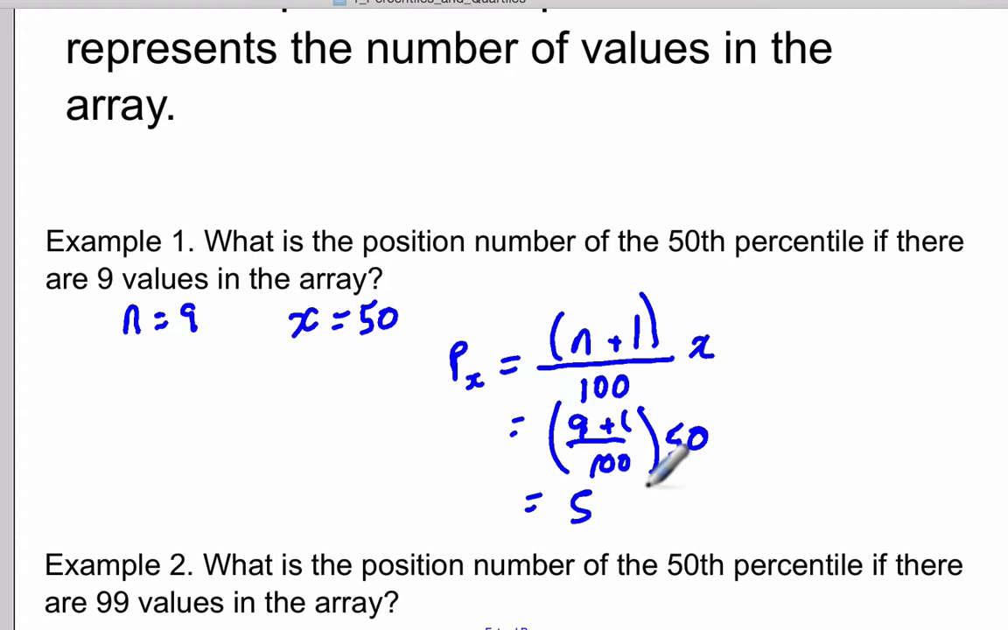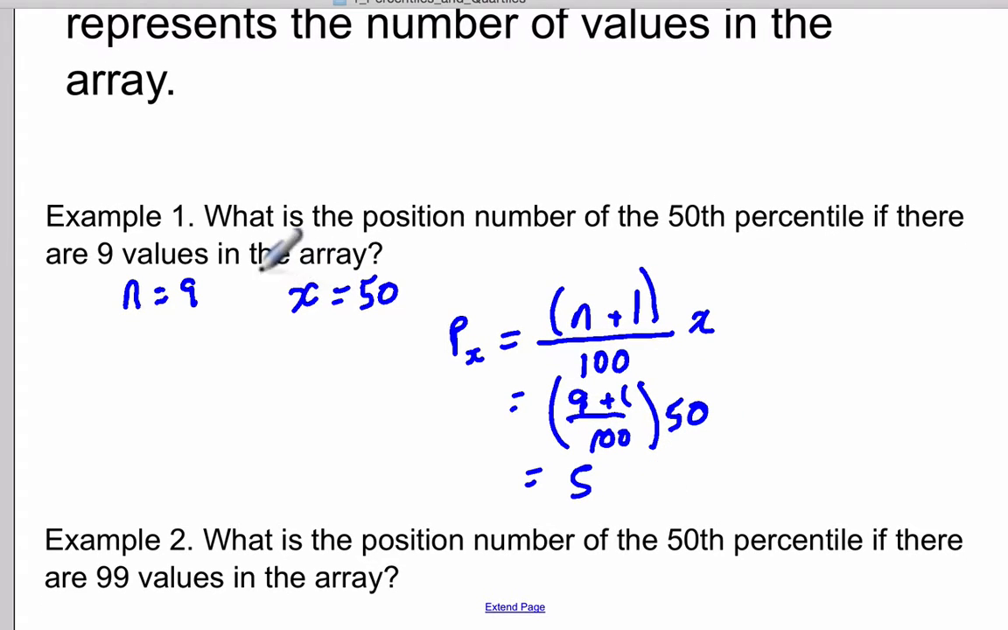Now, that makes sense because if you have 9 values in an array, the median, which is the 50th percentile, is going to be the middle value. So the 5th value will have 4 values below it and 4 values above it. And that fits in with our definition of the median as well as the 50th percentile.